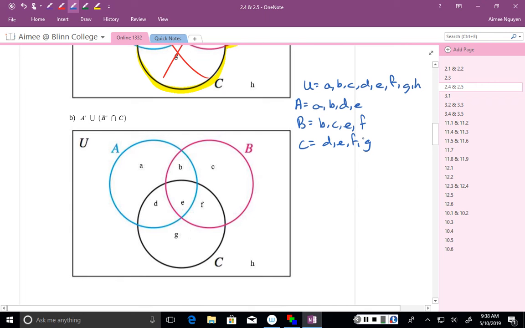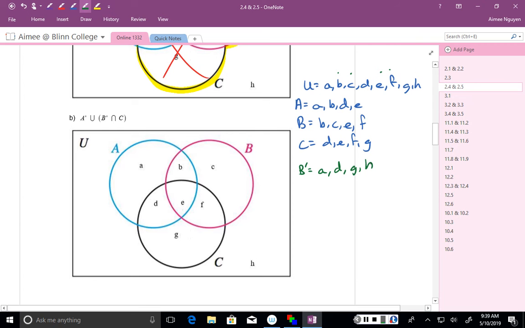Okay, so here we go, order of operations again. Say I go inside the parentheses first. That's my intersection, but before I can do the intersection, I have to do the complement. So we're going to start with the complement of B. Again, this is everything in the universe after I take B out. B is B, C, E, and F. I'm going to take those out, and I'll be left with A, D, G, and H.